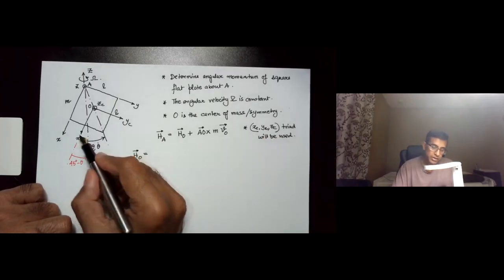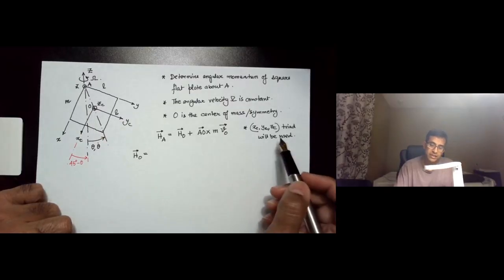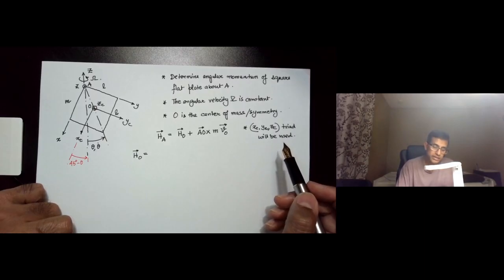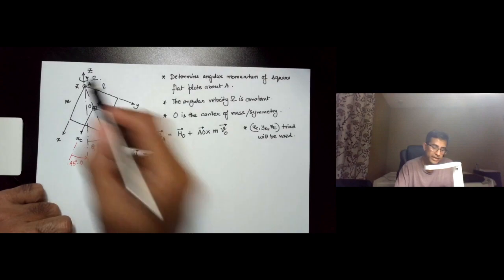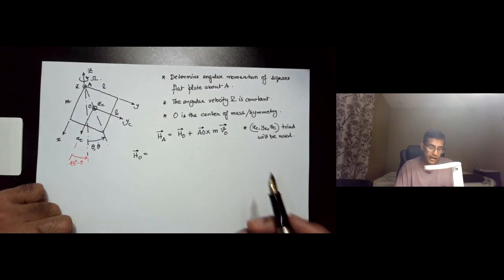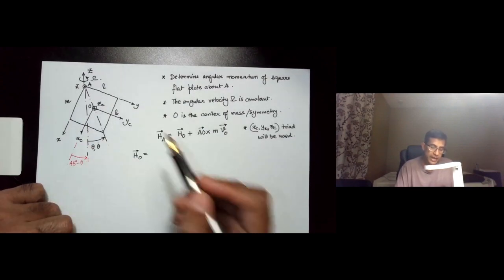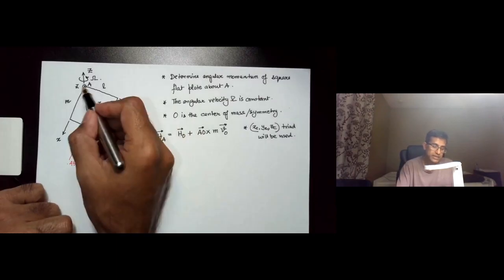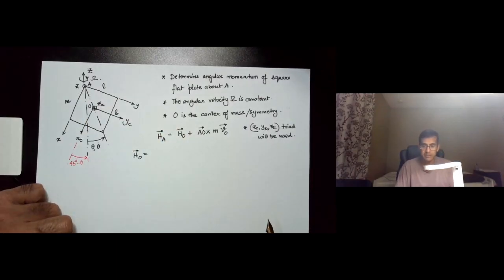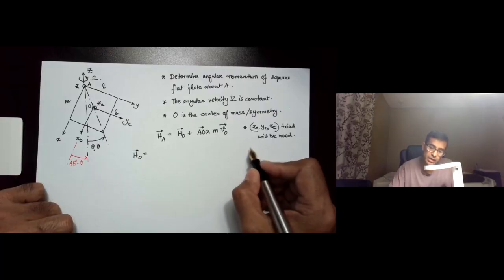And if you think about it, if you use the XC, YC, ZC triad, the answer that we will get would be the same answer that we would get if we chose X, Y, Z as the triad. And the reason is X is parallel to XC, Y is parallel to YC, and Z is parallel to ZC. Okay, so that's why we'll get the same answer.